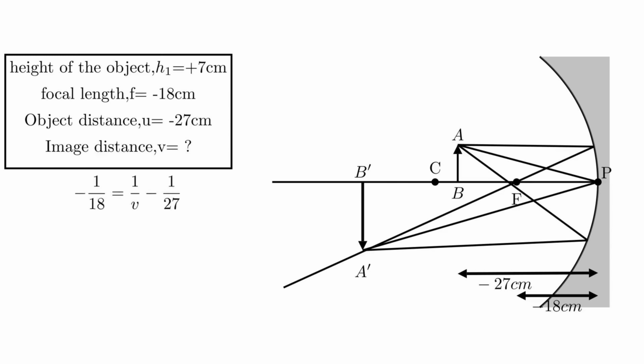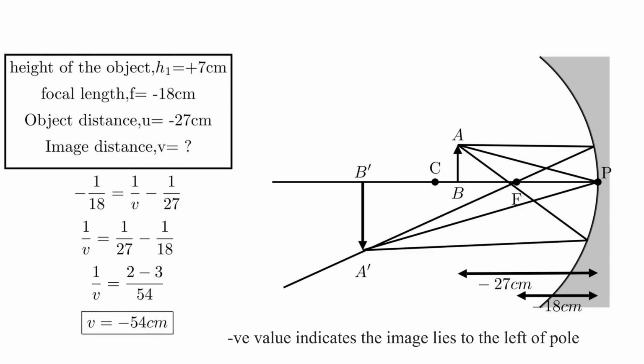Putting the corresponding values of f and u we get minus 1 over 18 equals 1 over v minus 1 over 27. On transposing we get 1 over v equals 1 over 27 minus 1 over 18. Taking LCM we get 1 over v equals (2 minus 3) over 54, which on simplification becomes minus 1 over 54. On reciprocal we get v as minus 54. Thus the image lies 54 cm in front of the mirror.